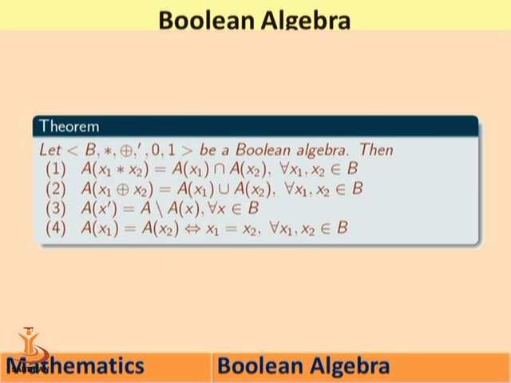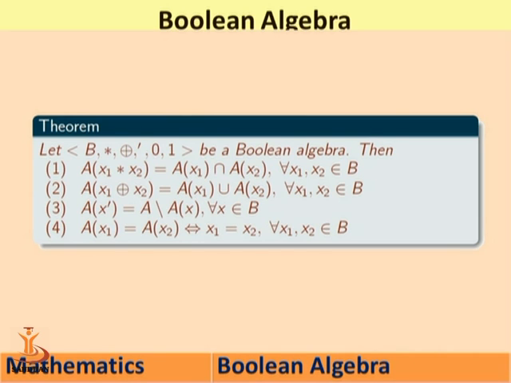B, star, dash, 0, 1, then A of x1 star x2 is equal to A of x1 intersection A of x2 for every element x1, x2 belonging to B. A of x1 ring sum x2 is equal to A of x1 union A of x2, for x1, x2 belonging to B. A of x dash is nothing but the complement with respect to A, and if we have two elements equal, then their atom sets are equal, and the converse is also true. That means if we have two equal atom sets, then their two elements should be equal, right?